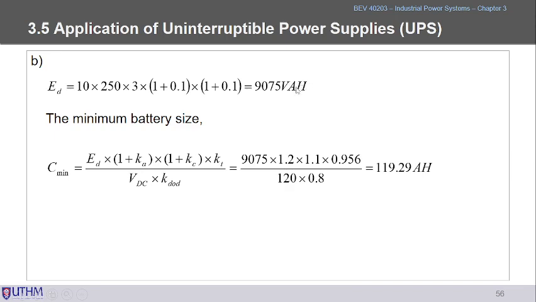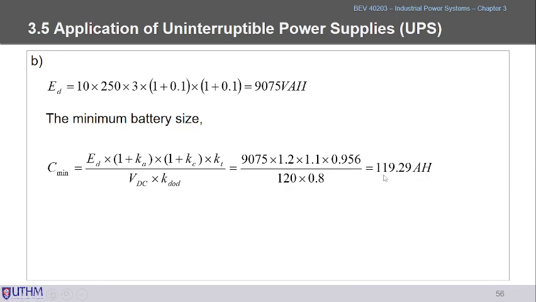We have the time, and the minimum battery size is C min. C min is from the ED, so ED is from here. So it's 9075 times 1.2. So 1.2 is the KA and KC: KC is 0.1 here, and KA is 0.2, and the KT is the temperature correction factor, and VDC is 120. KDOD is 80%. So from here, we know that the battery size that we need is 119 ampere hour.